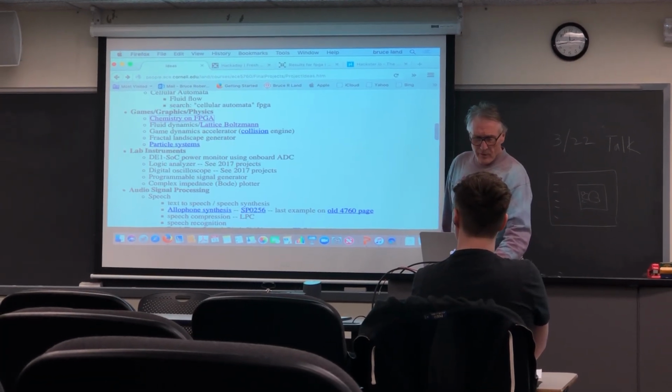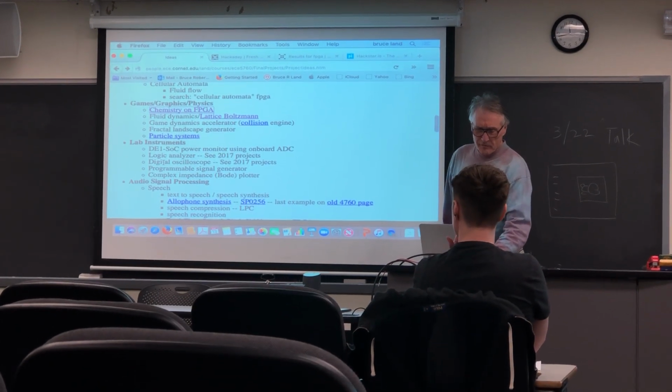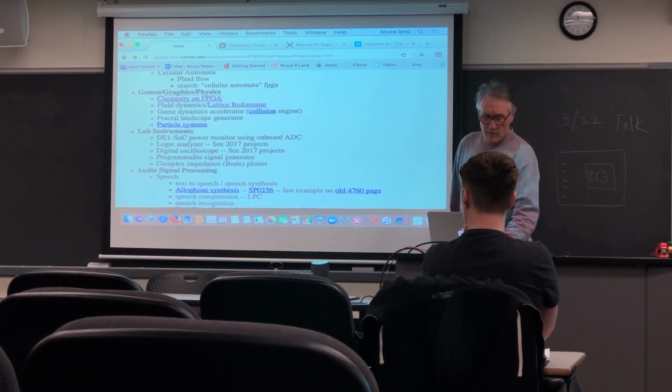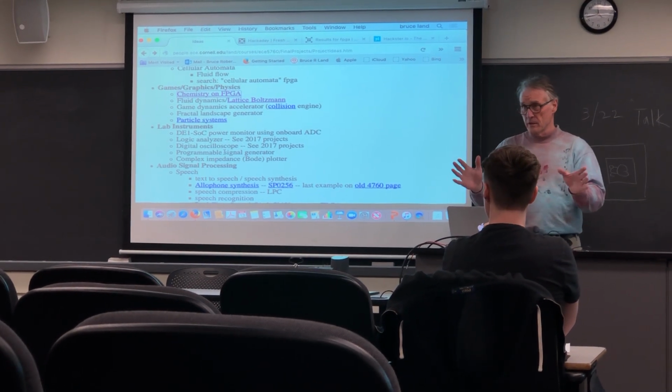Oh, lab instruments. Nobody ever wants to do these, although they're pretty interesting. One group did a logic analyzer one year. A couple of people have done digital oscilloscopes. A good programmable signal generator would be fun with a GUI on the HPS.